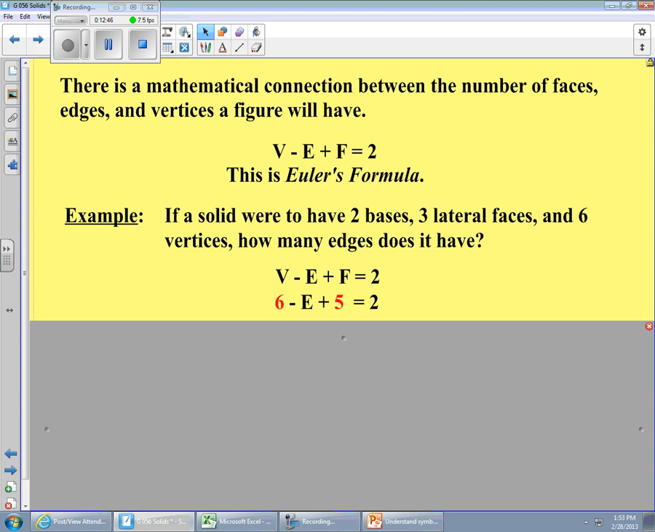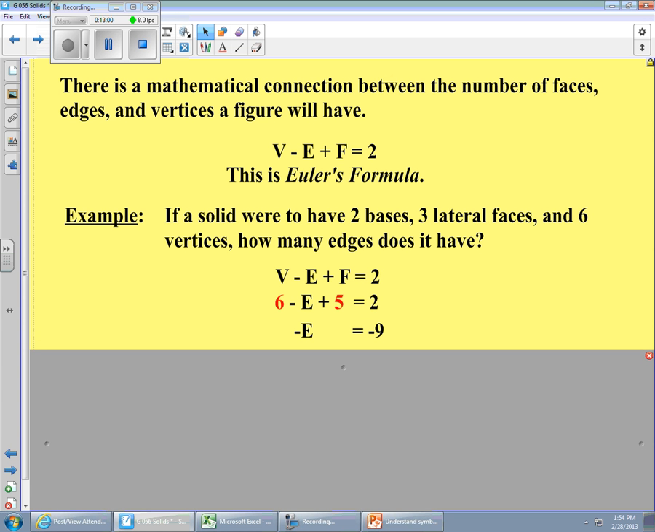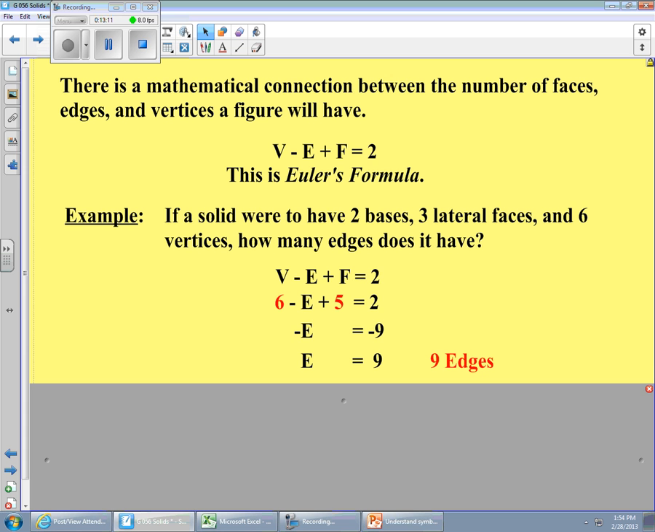And that's about all they can really do to you on these questions. So just pay attention to what you're writing down, and then solve for your variable. In this case, our variable is a negative e sitting right in there. We got 6 plus 5, which is 11. We could subtract that to the other side. 2 minus 11 is negative 9. We have a negative e. We don't want a negative e. We want a positive one. So we would divide everything by negative 1, which would flip all the signs, and that would make this particular figure have 9 edges.